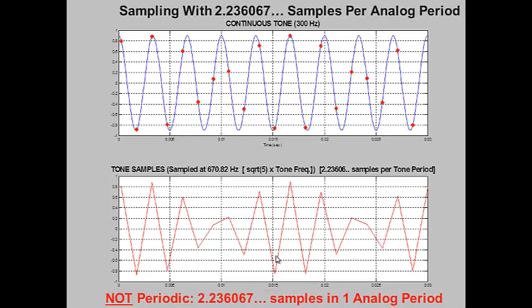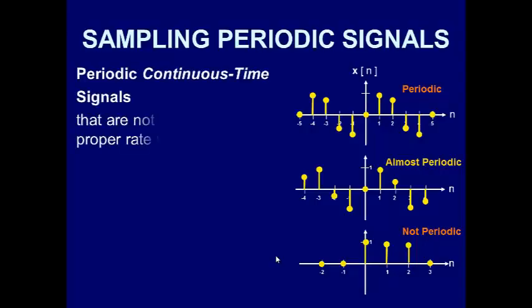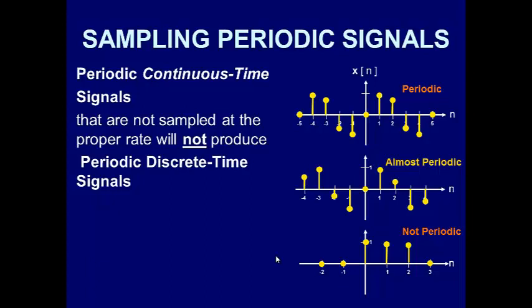This, however, if I sampled with 2.236067 samples per period, the square root of 5 times the tone frequency, you never get a periodic version, because I cannot define an integer number of periods of the original waveform that gives me an exact number of samples. And so I need a relationship between those two things in order to get a periodic result. And so if you're not sampling it at the proper rate, you get something that's not strictly periodic.